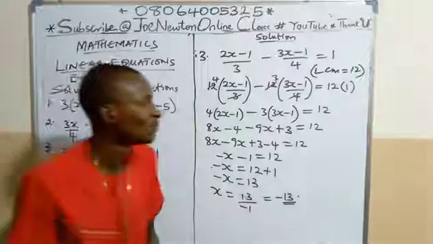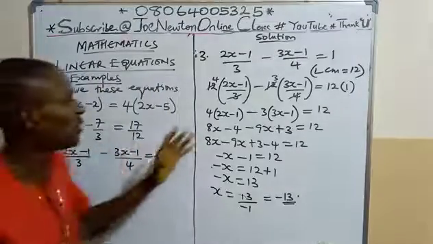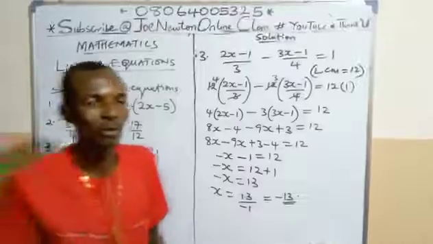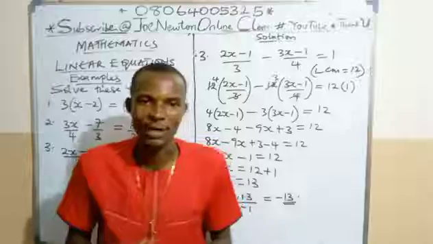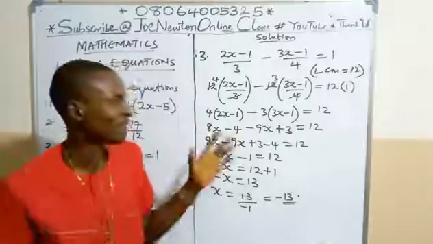So this is very simple. So you can see that this has given you a clue on how to tackle mathematical operations involving linear equations. Where there is fraction, you clear fraction. Where there is bracket, you remove bracket and simplify.